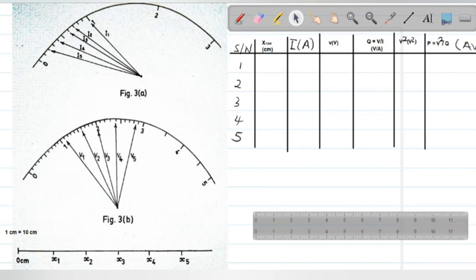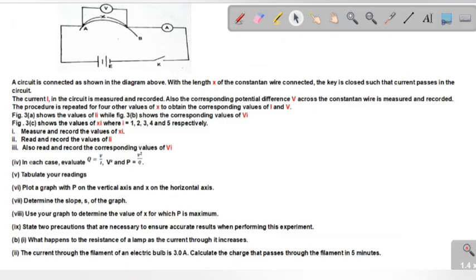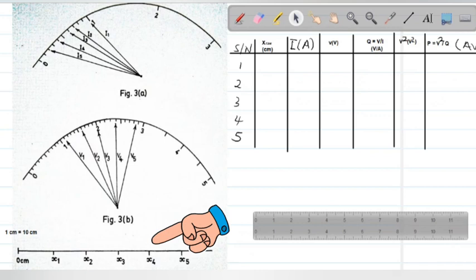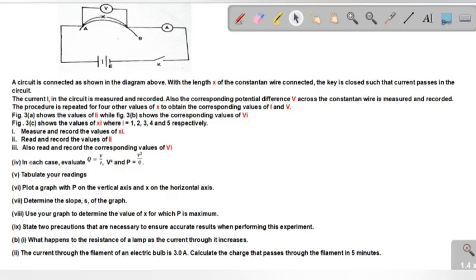So let's go back and read through the question. We are to measure and record the values of S sub i. From the diagram, we're going to measure the raw values and then we get the converted values. Okay, let's just read through that. We'll come back to this place and take all those measurements. Read and record the values of I sub i. Also read and record the corresponding values of V sub i.